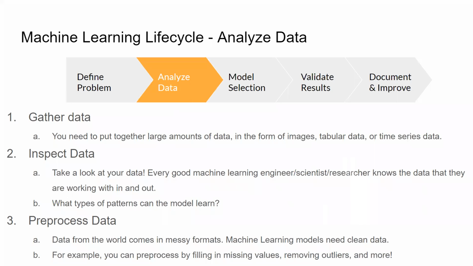Great. So second step is to analyze the data. So now you have an idea of what kind of data you are going to need. So the first step is to gather the data. So you need to put together large amounts of data. Generally, the more data, the better. So this data exists in the form of images, tabular data, or time series data, or kind of anything in between.